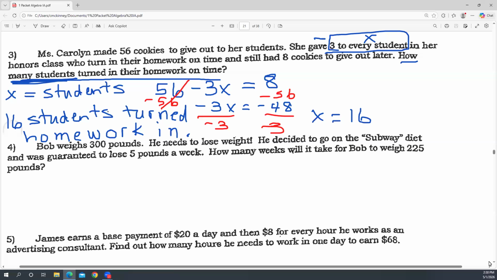So I would like you to try number 4. Okay, I want you to try number 4. It's about a very different situation, but the equation is going to look very similar to what we did for number 3. I do want to help you get set up. It's asking for how many weeks. So X is going to be the number of weeks.